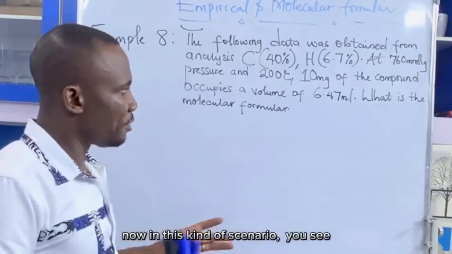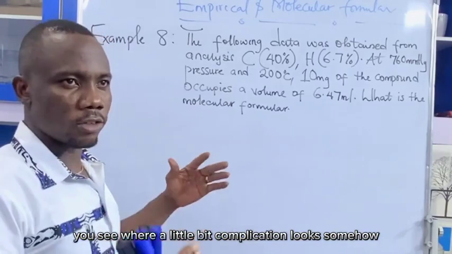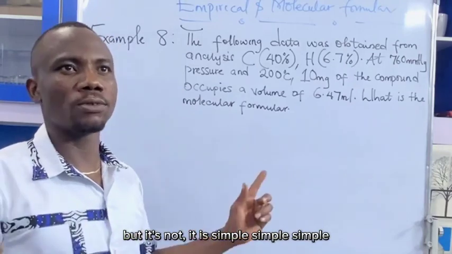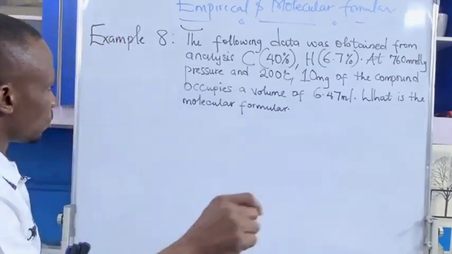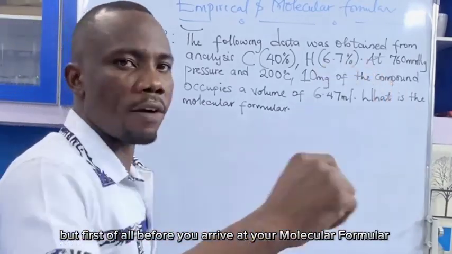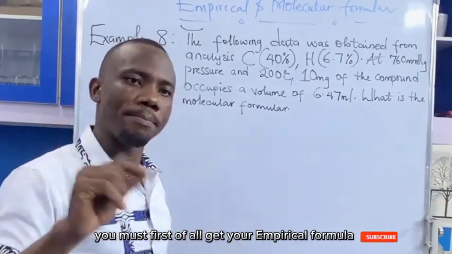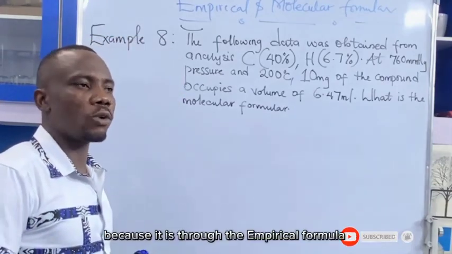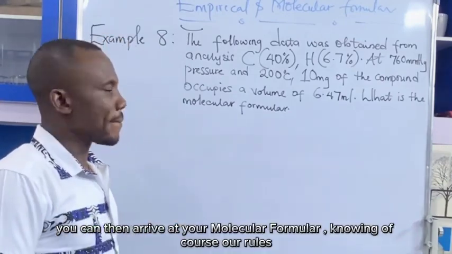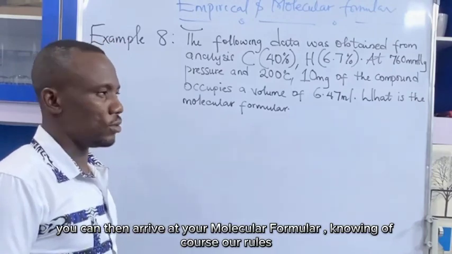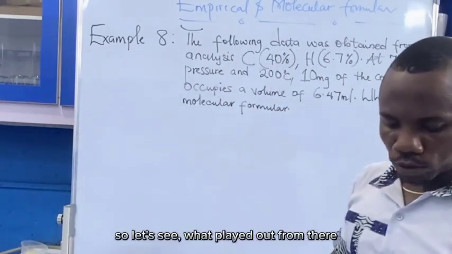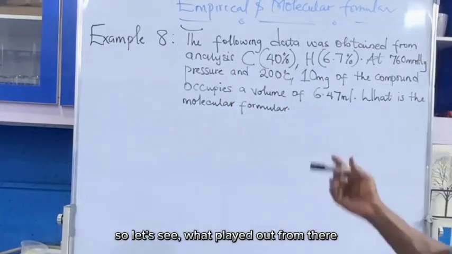Now, in this kind of scenario, it looks a little complicated, but it's not. It is a simple way to get your molecular formula. But first of all, before you arrive at your molecular formula, you must get your empirical formula, because it is through the empirical formula that you can then arrive at your molecular formula, knowing our rules of empirical formula and molecular formula. So let's see what plays out from there.